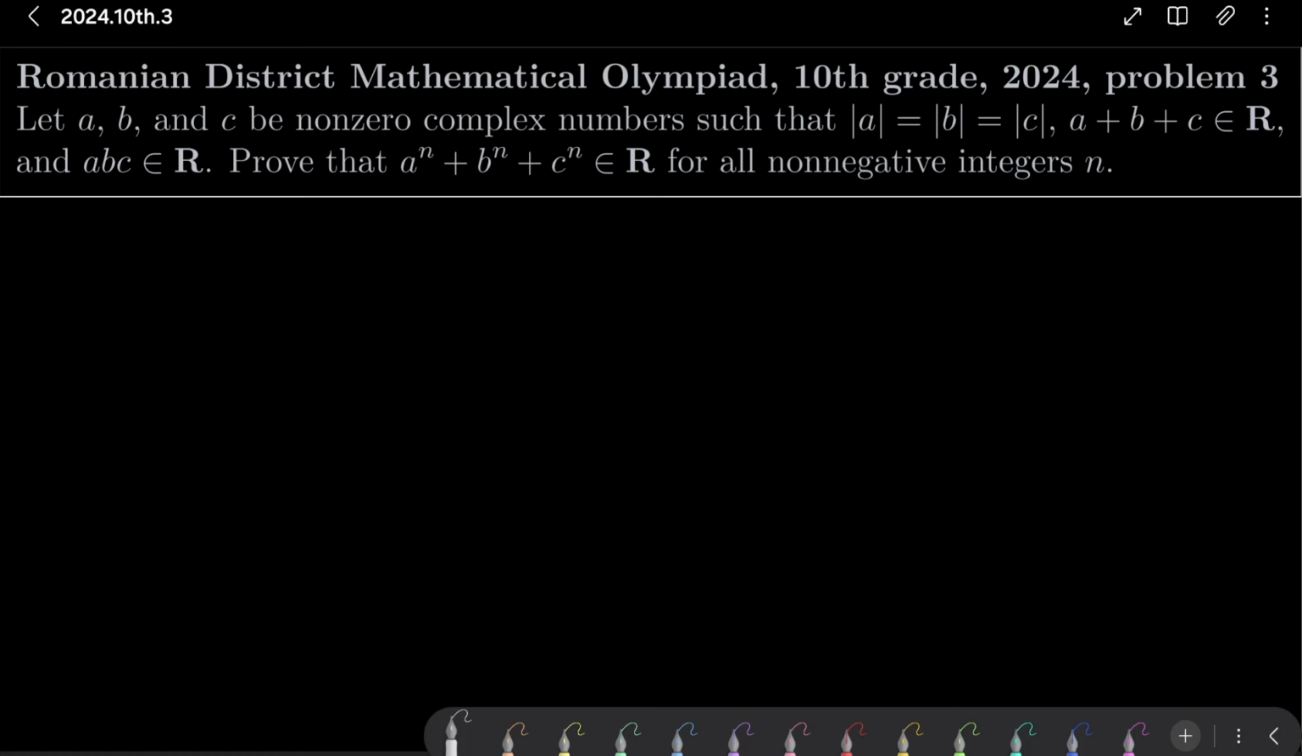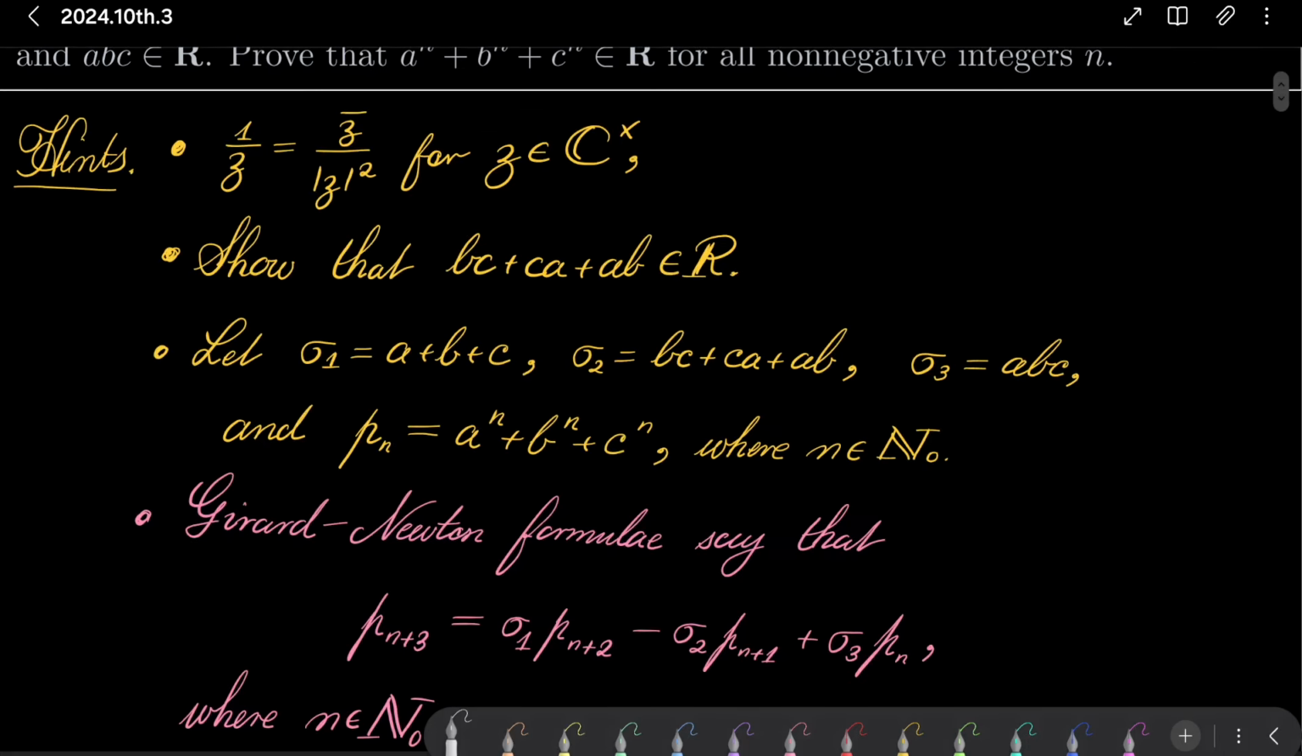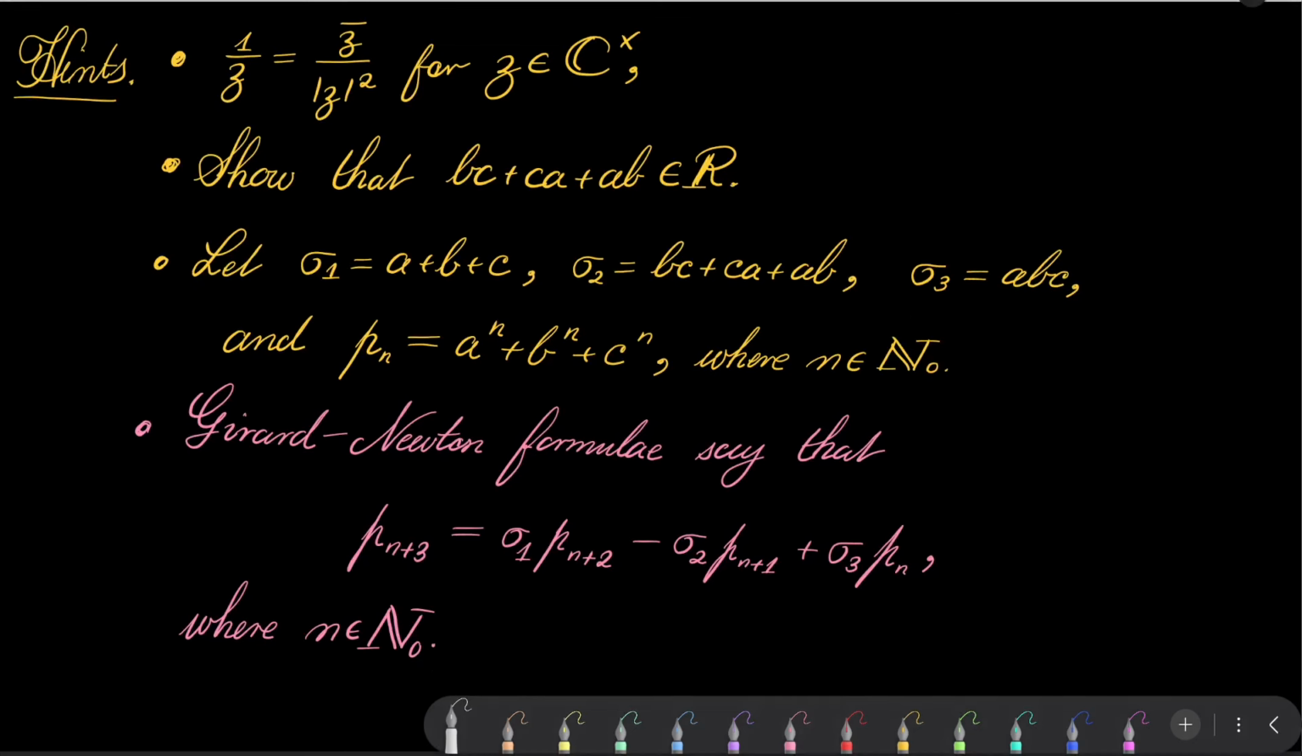It's a rather standard problem, but you have to know how to solve it, so here are my hints. Well, the key is to observe that 1 over z is the conjugate of z over the modulus of z squared, where z is a non-zero complex number. Show that bc plus ca plus ab is also a real number.